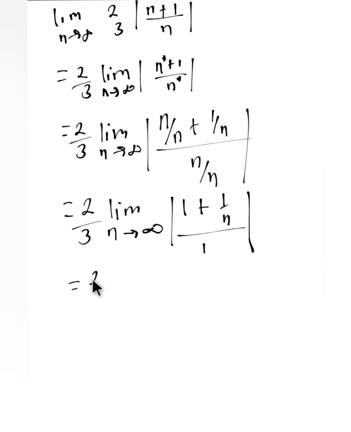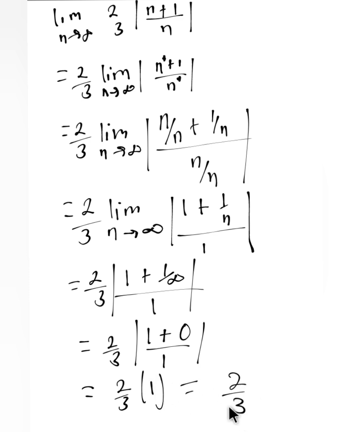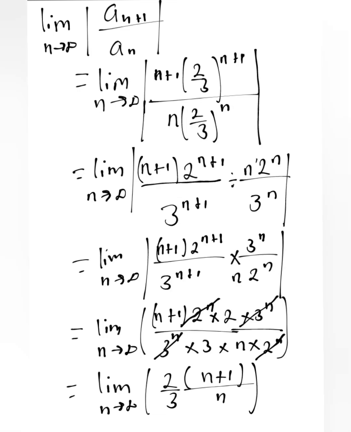Now, this is equal to 2 over 3. We're going to substitute infinity in place of n because n is moving to infinity, all over 1 plus 1 over infinity, all over 1. And this is equal to 2 over 3 times 1 plus the limit as n tends to infinity of 1 over n. Now this expression here gives us 0 over 1. So this is equal to 2 over 3 into 1, and this is equal to 2 over 3. So the limit of this expression here is equal to 2 over 3.